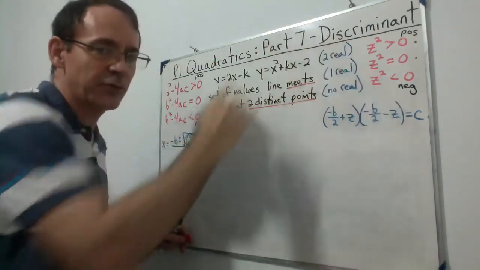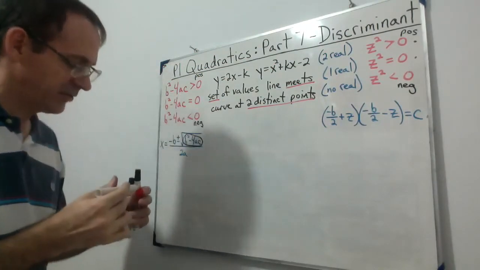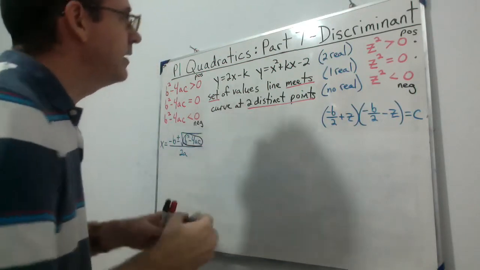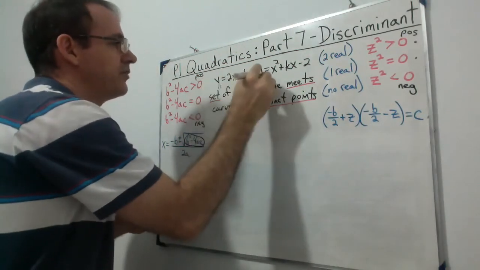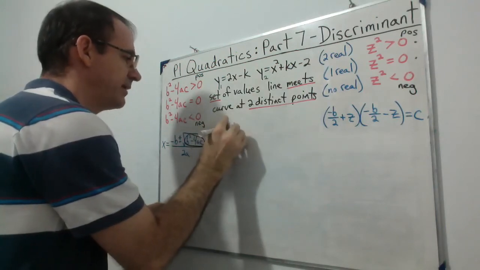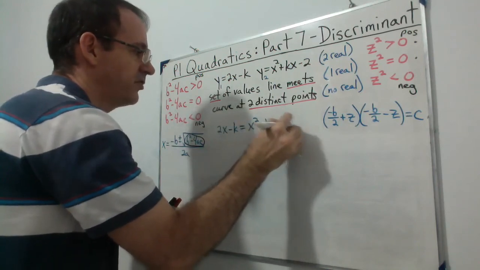That means we're looking for 2 real solutions, which is our b squared minus 4ac is greater than 0. So we're going to do that. And again, we want to look at where y1 intersects y2. So 2x minus k equals x squared plus kx minus 2.